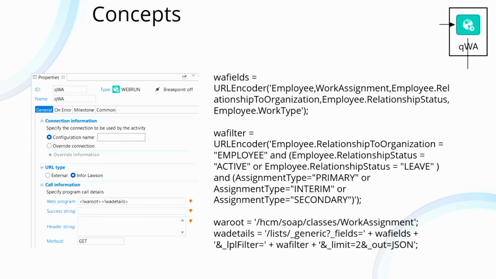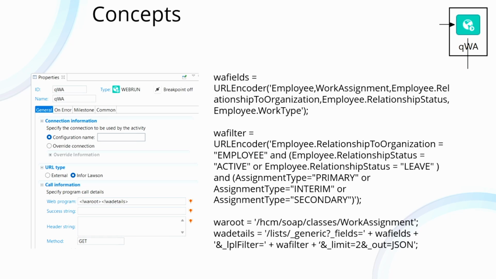So using the web run node, from here, you're going to select Infor Lawson, and then build your fields, your filter, and then your root, and put those together. So root and details. There's a reason for this, which we'll talk about in a little bit. But here's a good example of how you can get fields into a web run node. Notice the URL encoder in front of all of these. Since we're sending something to a web address, we have to make sure that special characters are ignored. So we want to escape our ampersands, our double quotes, our spaces, all of those things. The built-in URL encoder that comes with IPA is perfect for it.